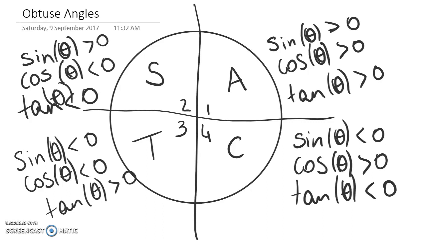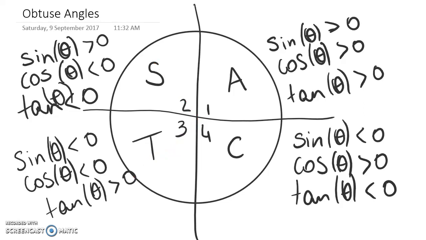Oh, it can't be -3, sorry, cos will always be between 0 and 1, and -1 and 0. So let's say cos of theta is -0.5, where could that angle be? If we think about cos being negative, it would have to be either in quadrant 2, somewhere here, or it'd have to be in quadrant 3.